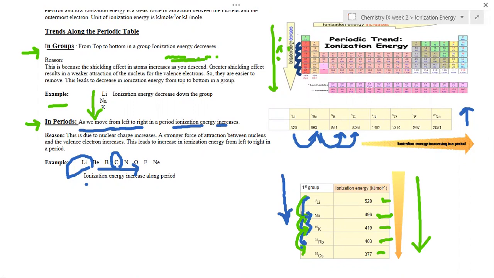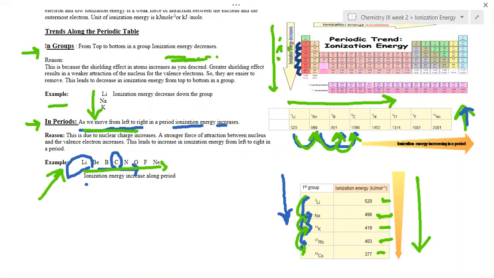Let's talk about periods. As we move from left to right, the ionization energy increases. Here is an example. You can compare the values over here: 520, then 699, then 801 for boron. The ionization energies are increasing. It means as you move from left to right, it becomes difficult for an atom to lose an electron. Here the trend is also given as an example.